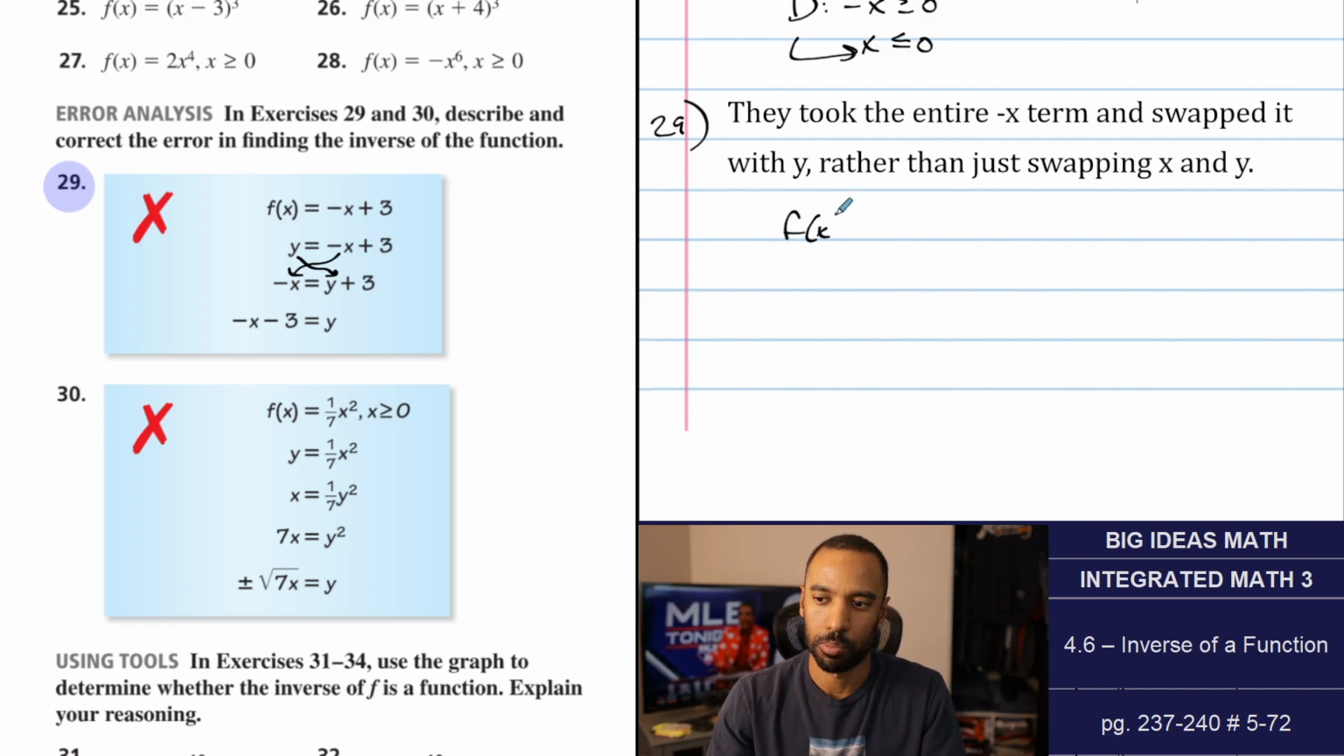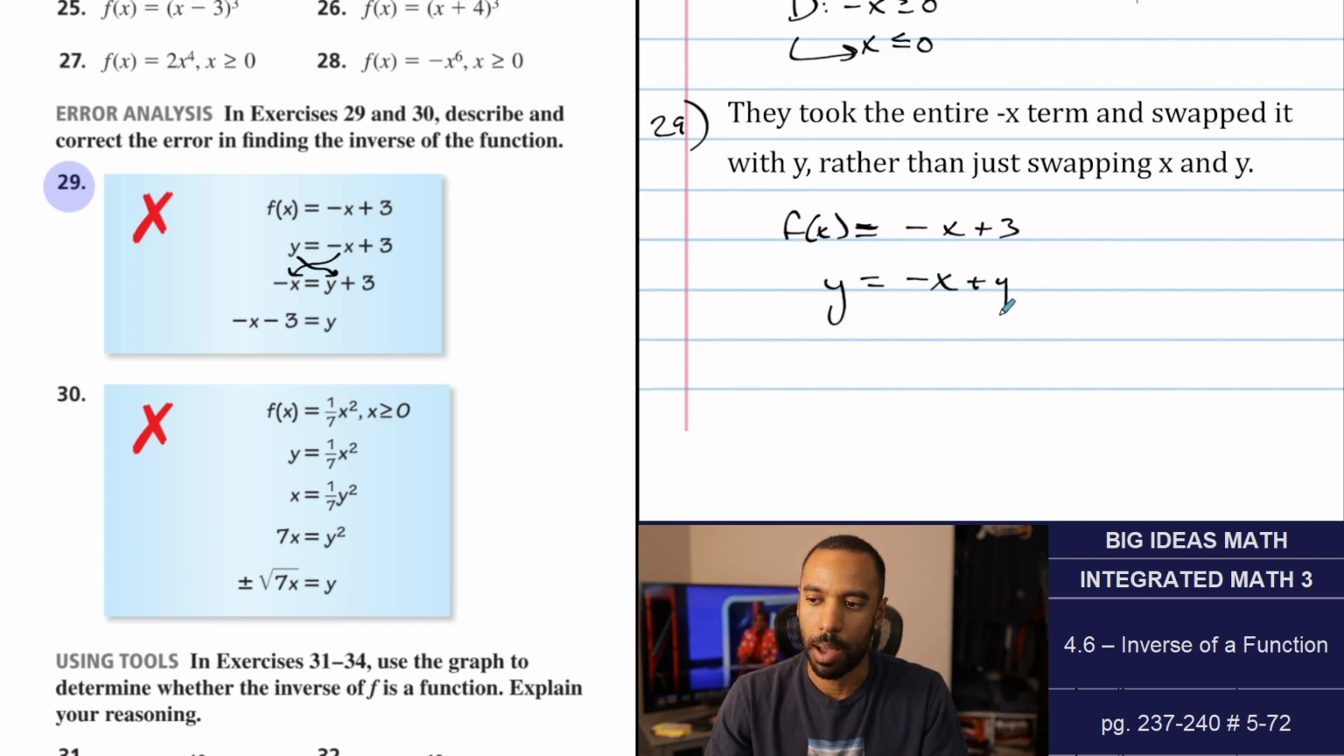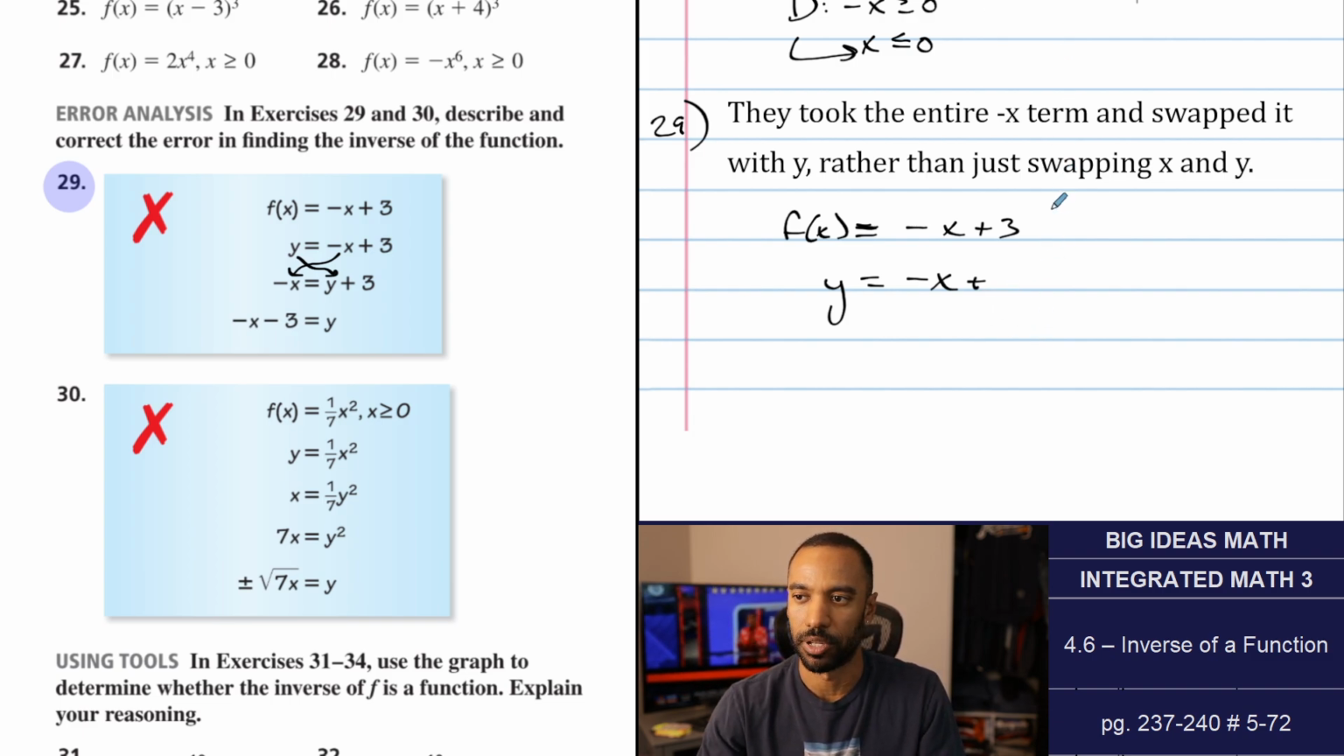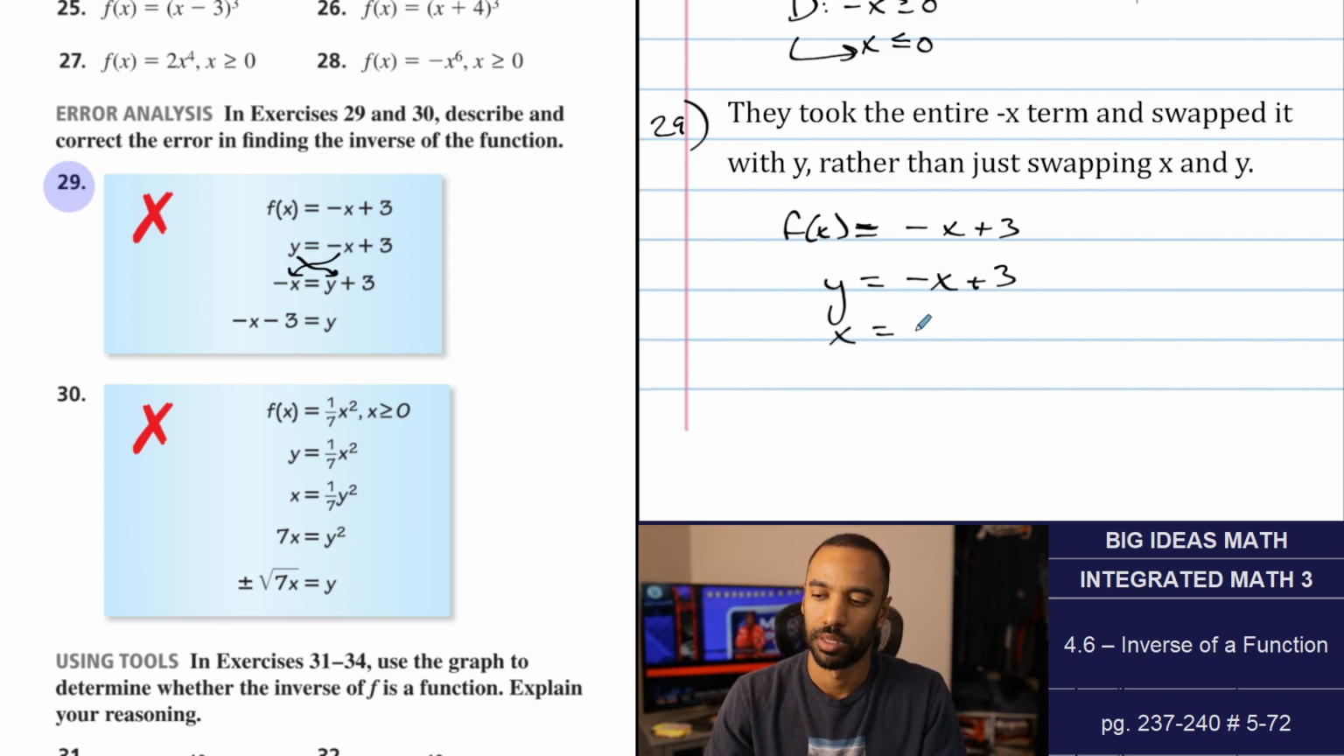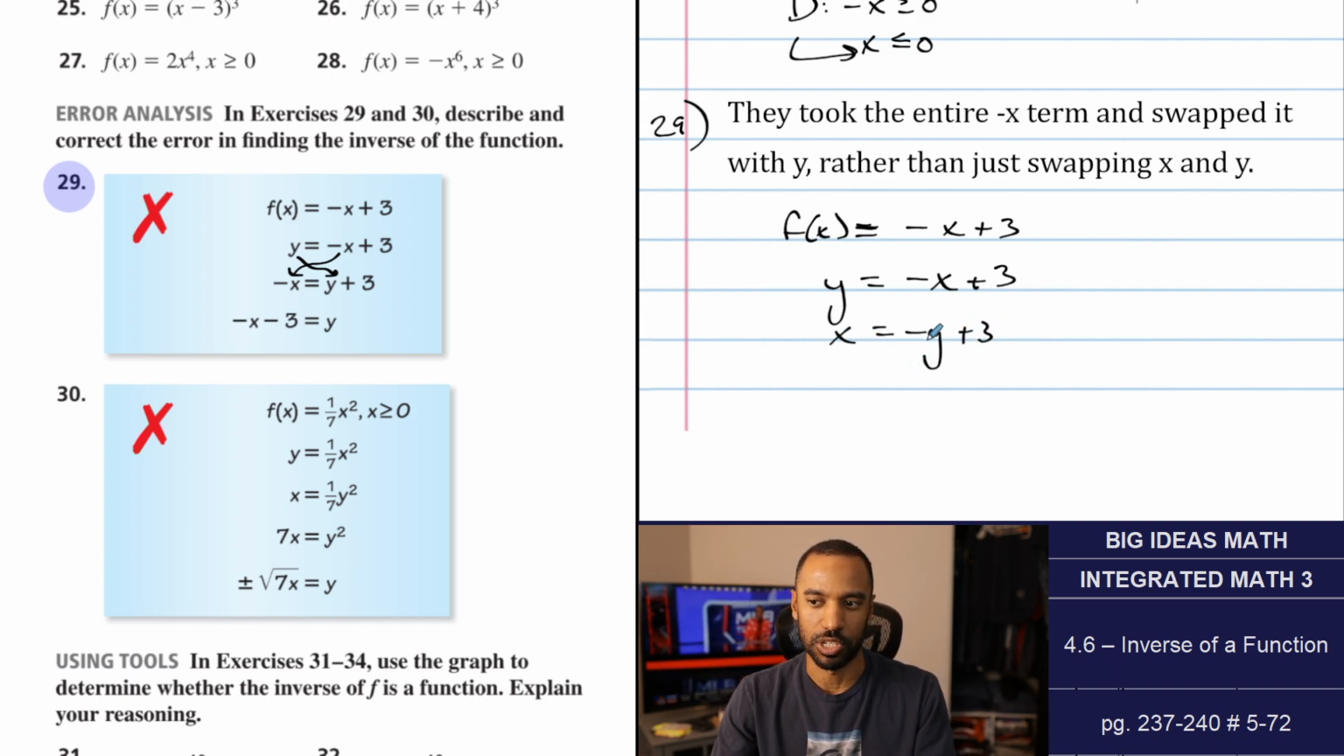So you have the original problem here. Remember, it is -1x plus 3. So now, when you swap them, it'll become x equals -1y plus 3. Like that. So if you want to solve, I'm going to add y over here and subtract y over here. You get y equals -x plus 3.